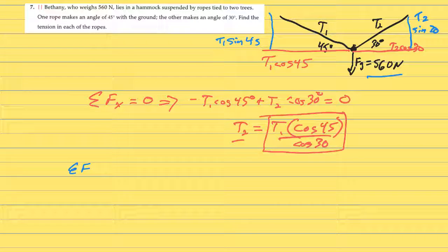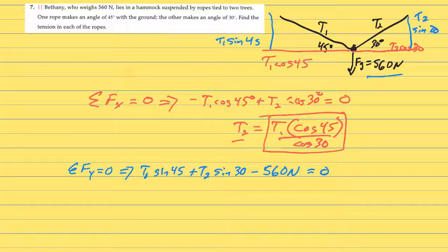So sum of the forces in the y direction equals 0, and all of my forces in the y direction would be T1 sine of 45 plus T2 sine of 30, and then I have a negative 560 newtons. And all of that equals 0. So everywhere I see a T2, I'm going to replace it with this. And my T2 is right there.